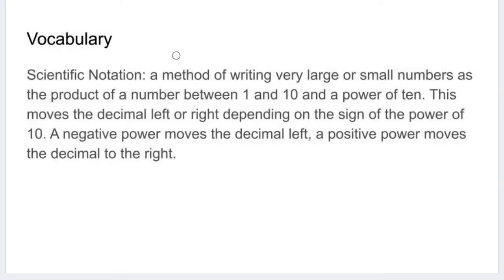Hey mathematicians, today's video is going to discuss scientific notation. Just a note, scientific notation is a way to write large or small numbers as the product, or multiplication, of a number between 1 and 10 raised to something. If 10 is raised to a positive number, it's going to move the decimal to the right. If it's raised to a negative, it's going to move it to the left.